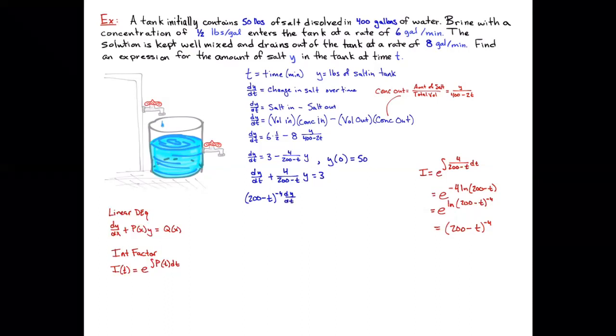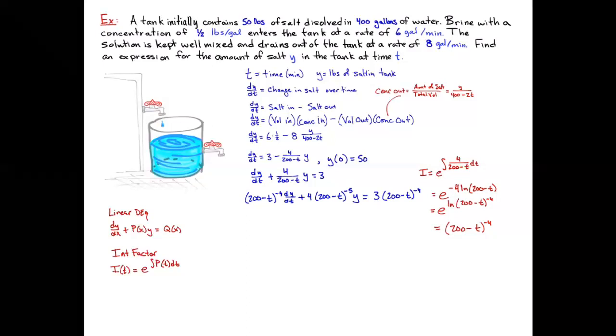Plus 4 times 200 minus t to the minus 4th power divided by 200 minus t is 200 minus t to the minus 5th power. Y equals 3 times 200 minus t to the minus 4th power.